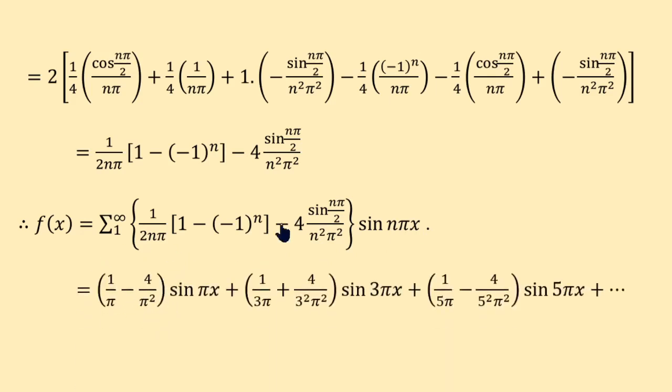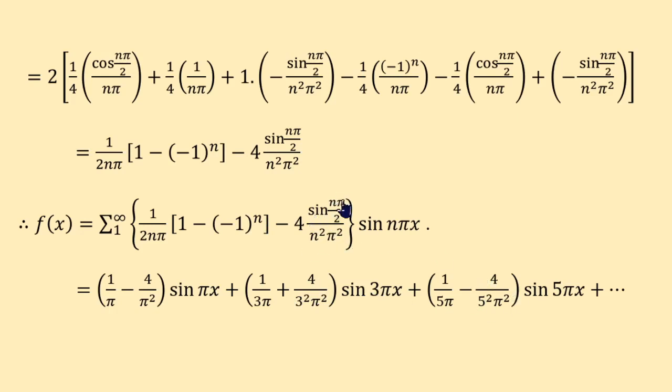expand this, when n is 1 it is 1 by n pi, because this becomes 2, 2 cancel, 1 by 1 pi, minus 4 by, n is 1 means sin pi by 2 is 1, 4 by 1 square is 1 pi square: 4 by pi square sin 1 pi x. When n is 3, for the even integer this becomes 0. When n is 3, again this is 2, 2 cancel, 1 by 3 pi, and 3 pi by 2 is minus sign, so it becomes plus sign, plus 4 by 3 square pi square sin 3 pi x.